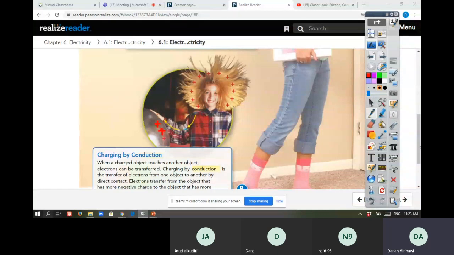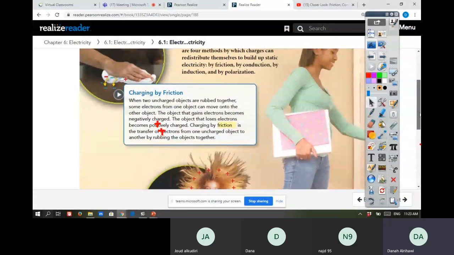Again, the first way, by friction, you have to rub two things together. Let's highlight. When you rub two things together, one will lose and one will gain. So the object that loses electrons becomes positive, and the one that gains becomes negative. One is positive and one is negative.